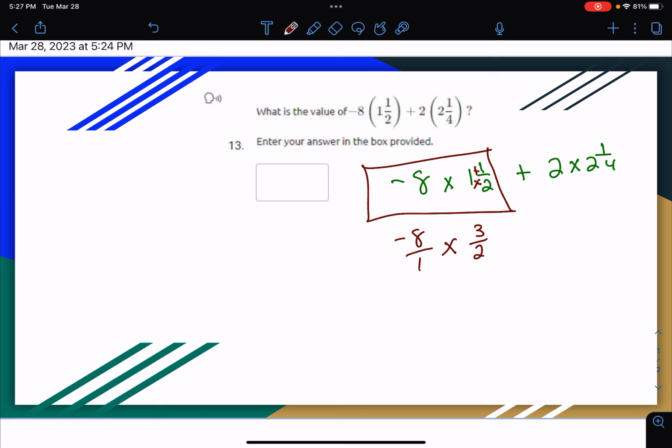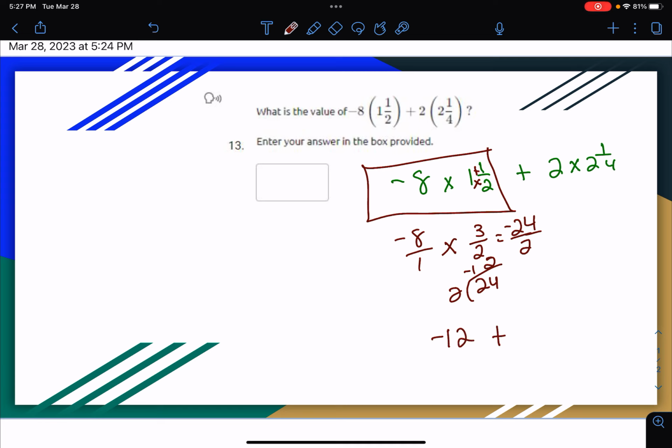And so it's a -8 times 3/2. So now I'm going to multiply top with top, bottom with bottom. So -8 times 3 gives me -24. 1 times 2 is 2. So now I have a -24 divided by 2, and that should be 12. And that would be a -12. So I have -12 plus whatever I get on this side.